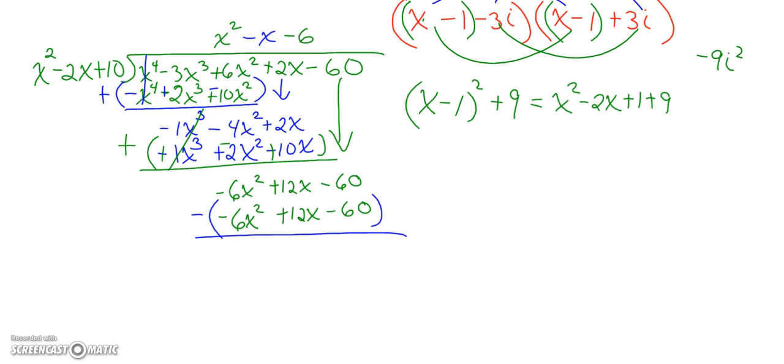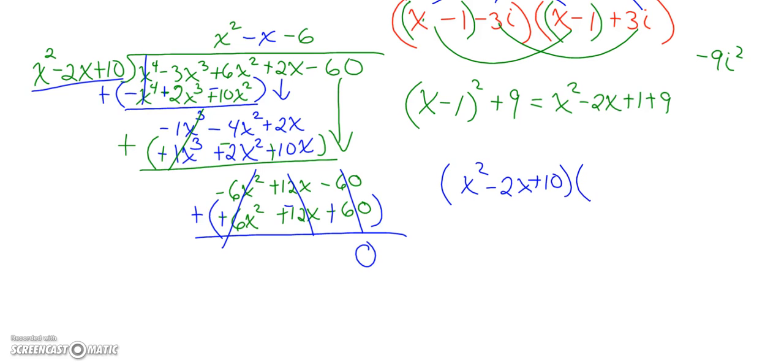When we think subtraction, we think add the opposite. Change every single sign. Cancels, cancels, and cancels. The remainder is 0. So we have proven that x squared minus 2x plus 10 divides evenly into f of x, and it goes in evenly x squared minus x minus 6 times. So what we can now say is x squared minus 2x plus 10 times x squared minus x minus 6.